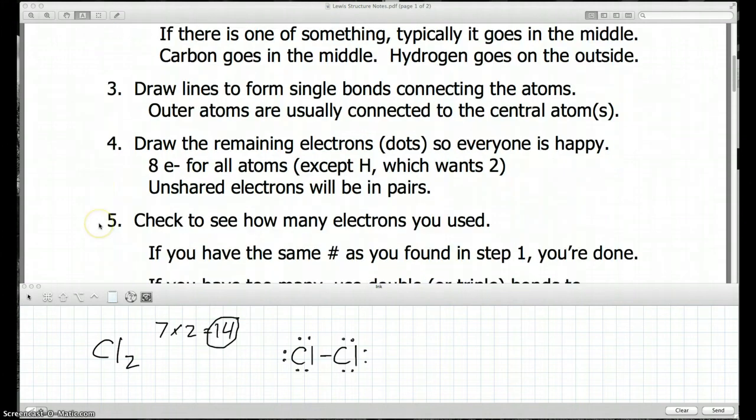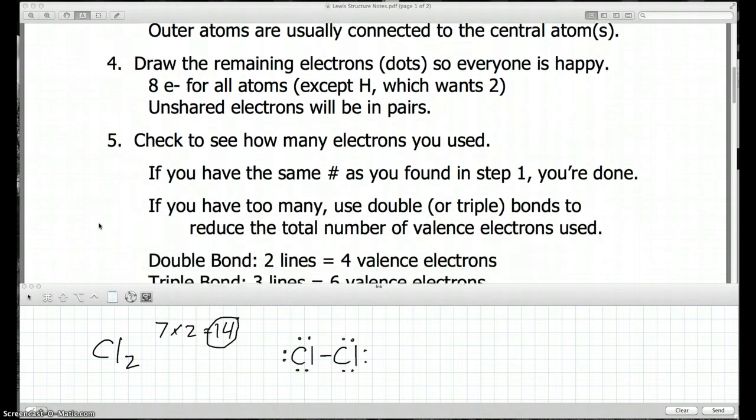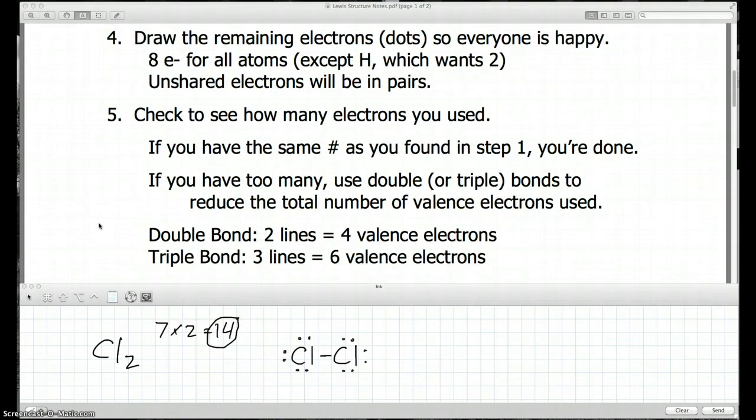So step 5. Check to see how many electrons you used. Basically, we are going to compare the number with the drawing. Does our drawing have 14 valence electrons? 2, 4, 6, 8, 10, 12, 14. If those two things match, you're done. So right there, that is the Lewis structure, or the structural formula, for Cl2. That's what a Cl2 molecule looks like.